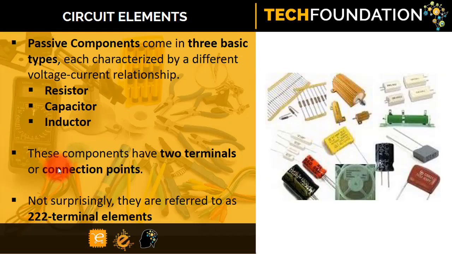Passive components also come in three basic flavors, and this classification is based on their current-voltage, or IV, relationship. That's how the current through them relates to the potential difference across their terminals. By this definition, we can group passive components into resistors, capacitors, and inductors. These components usually have two terminals, so they are sometimes referred to as two-terminal elements.